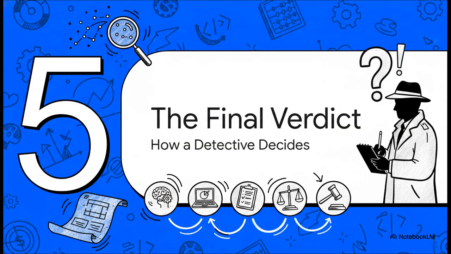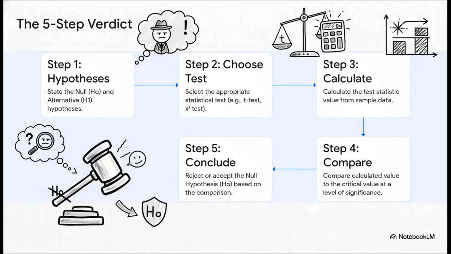So we've seen our tools crack 4 different cases. Now let's zoom out for a second and look at the simple 5-step process every data detective follows to make that final call, no matter what tool they're using. It's always the same logic. Step 1, you set up the skeptic's view versus your detective's hunch. Step 2, you pick the right tool for the job.